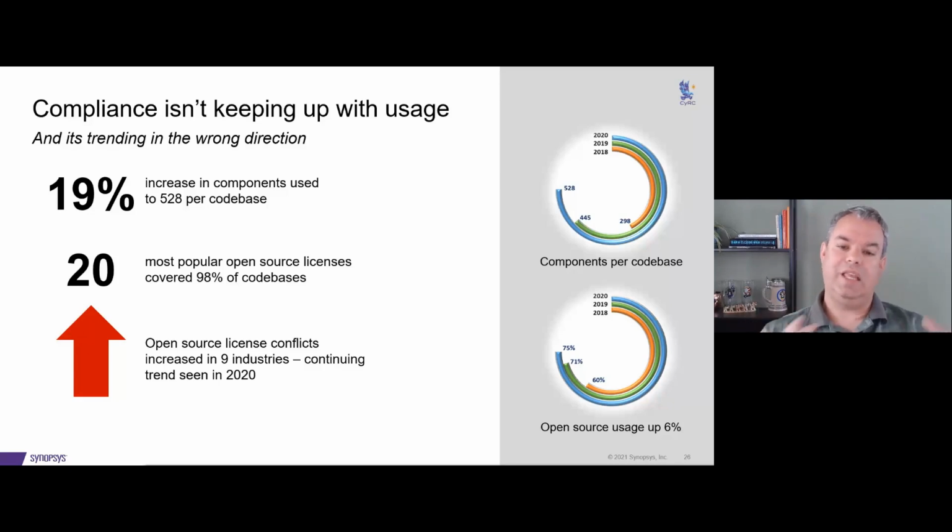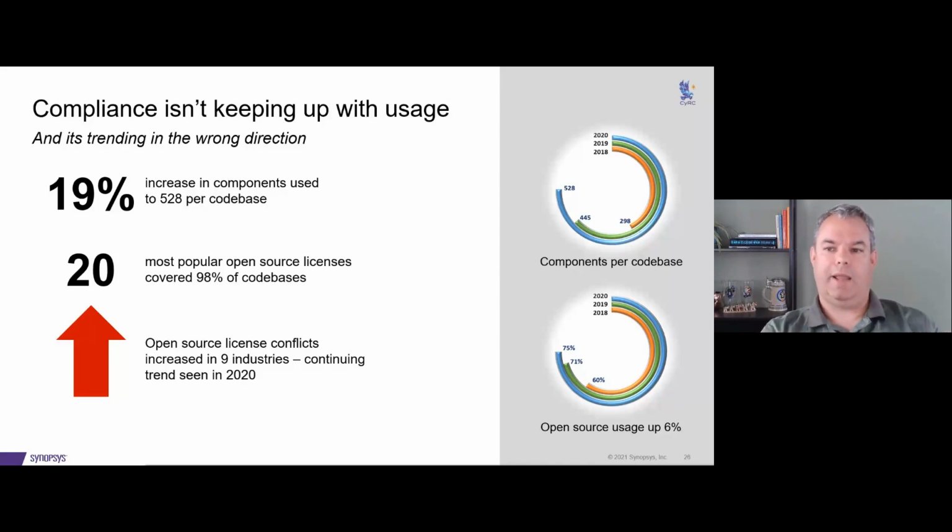There really is no real excuse for why we see increases in open source license conflicts. This is a solvable problem, and a readily solvable problem at that. The security one's a little bit more complex.